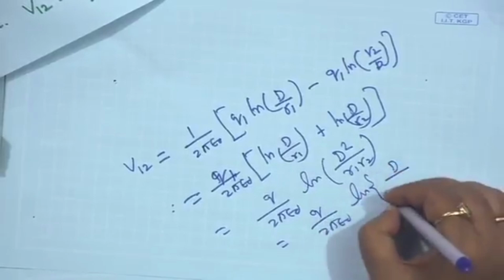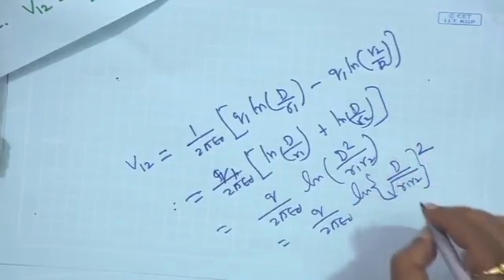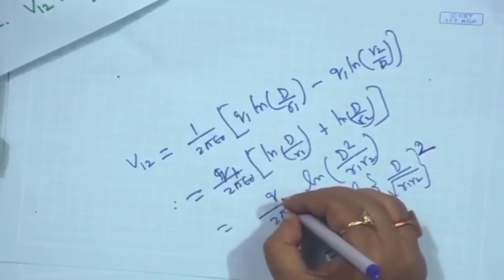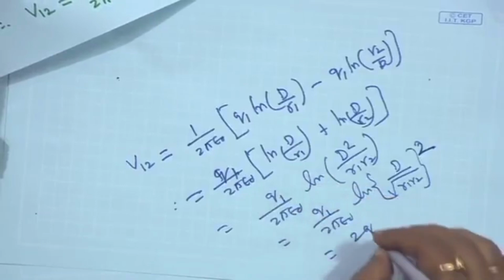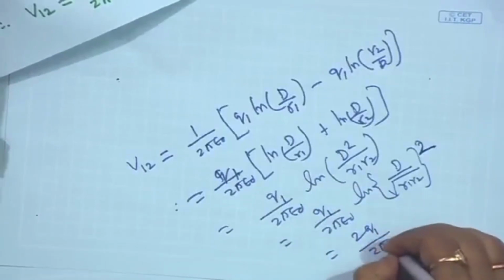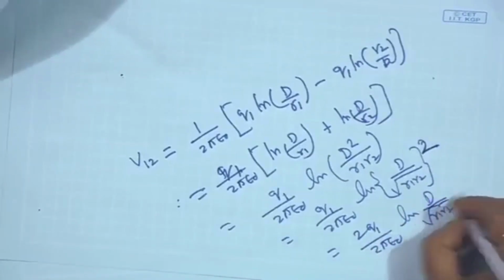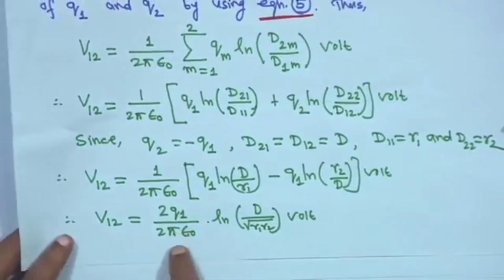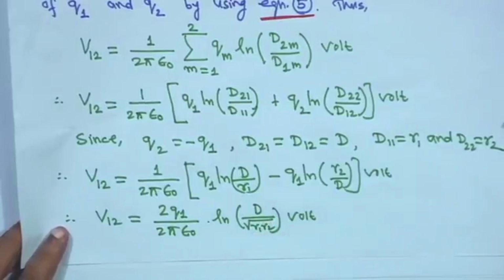Then you can write d over root r1 r2, and this square is equal to 2 q1. It is q1 actually, since you are putting this thing, it is q1. So it is 2 q1 upon 2 pi epsilon 0 ln d upon root over r1 r2, right. So that is the simplification. That is why you are writing here 2 q1 upon 2 pi epsilon 0 ln d upon root over r1 r2 volt, right.